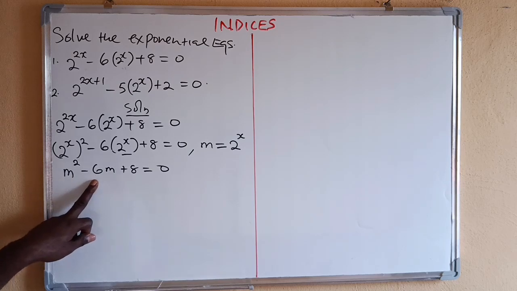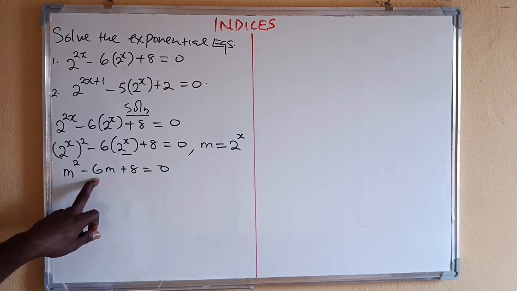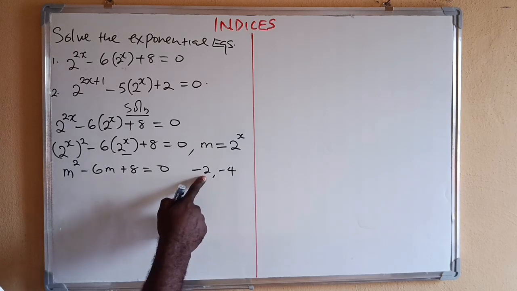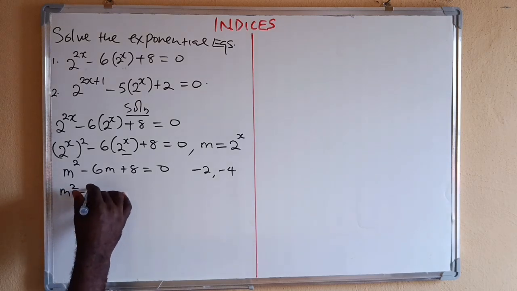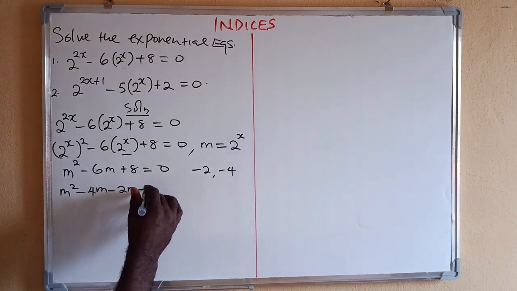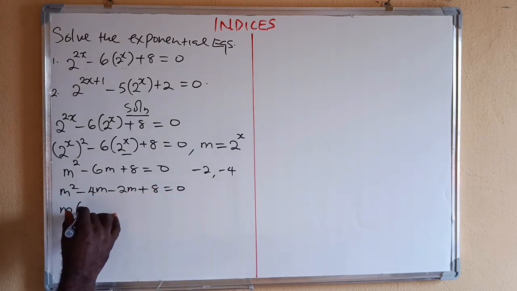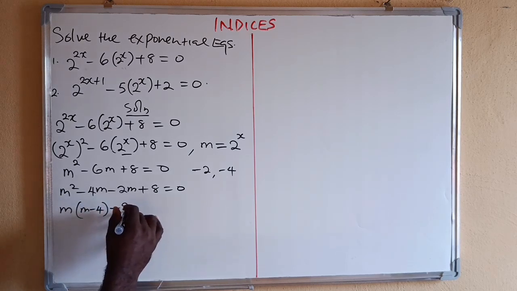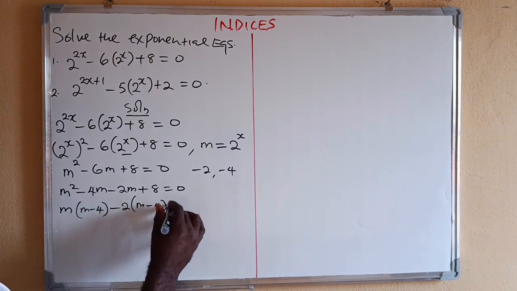I need two numbers: minus 2 and minus 4. Minus 2 minus 4 gives me minus 6, and minus 2 times minus 4 gives me plus 8. So I'm going to have m squared minus 4m minus 2m plus 8 equals 0. So I will factorize: m minus 4, then the second bracket m minus 2, equals 0.